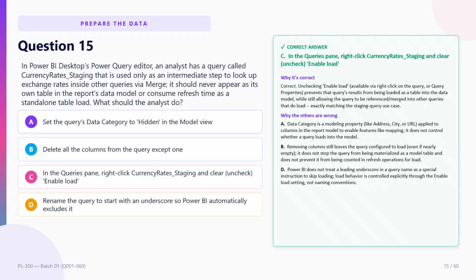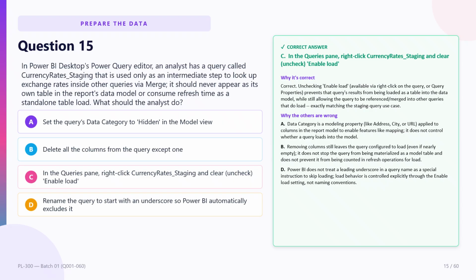The correct answer is C. In the Queries pane, right-click Currency Rates Staging and clear, uncheck, Enable Load. Here's why. Unchecking Enable Load, available via right-click on the query or Query Properties, prevents that query's results from being loaded as a table into the data model, while still allowing the query to be referenced or merged into other queries that do load, exactly matching the staging query use case.